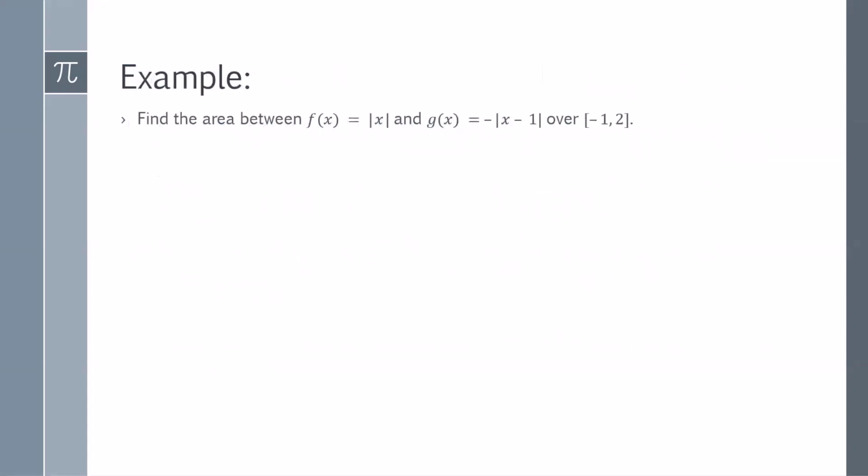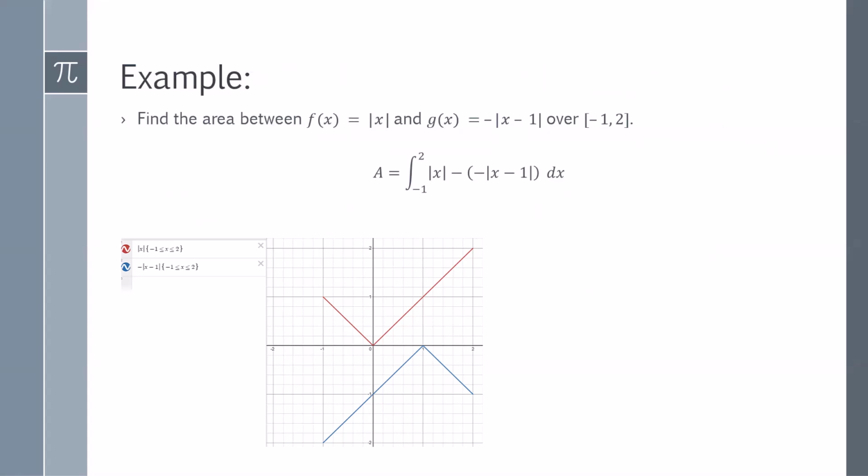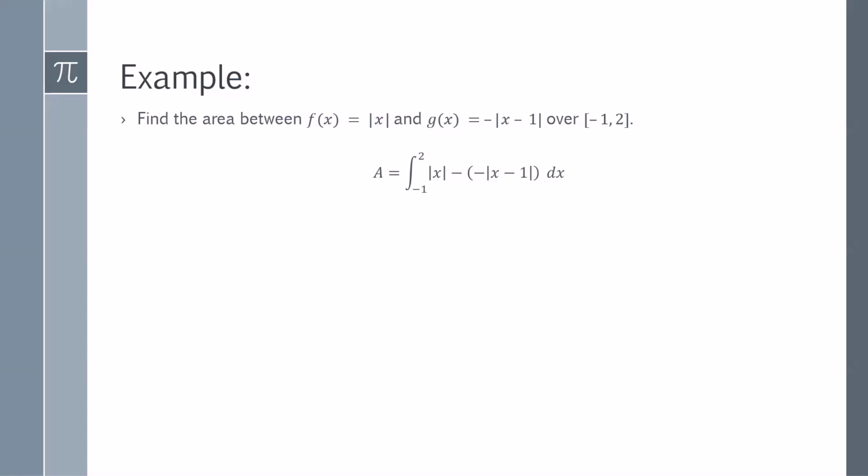So for example, let's find the area between the curves f of x equals absolute value x and g of x equals negative absolute value x minus 1 over the region [-1, 2]. Well, here, absolute value x is always going to be larger than negative of absolute value of x minus 1. So we take absolute value x minus (negative absolute value x minus 1). We simplify. Then we take antiderivatives.